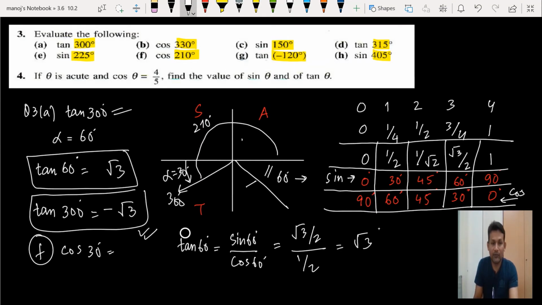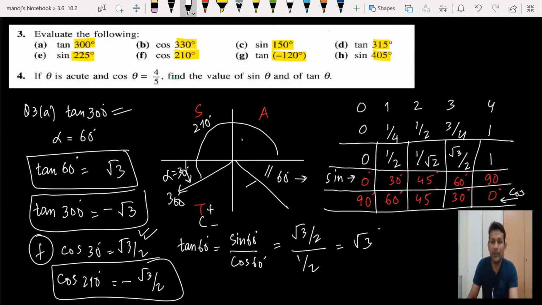What is cos 30 from the table? Cos 30 from the table is root 3 upon 2. But our requirement is cos 210 degrees, so the value remains the same, root 3 upon 2. But check one thing: what is the sign in the third quadrant? All Science Teachers Crazy: tan is positive, but cos is negative. The cos is negative, so I will write a negative sign.